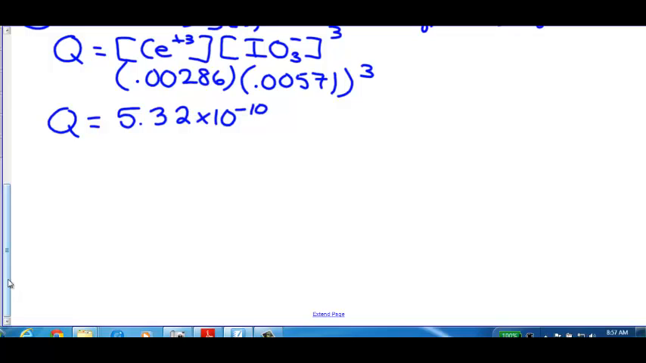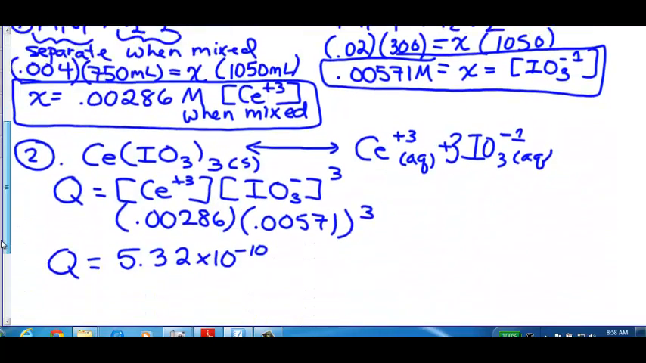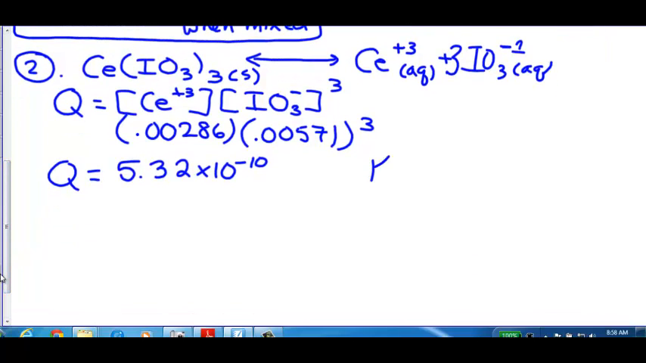Now, step 3 is to compare that to K to see if we're going to make a precipitate. So the K was given in the problem. The KSP is 1.9 times 10 to the negative 10th. Okay? Is Q greater than or less than KSP? Greater than. First look at the exponent. Since they're the same exponent, then you can look at the number that comes first. So this is greater than KSP, which means we have too many ions.